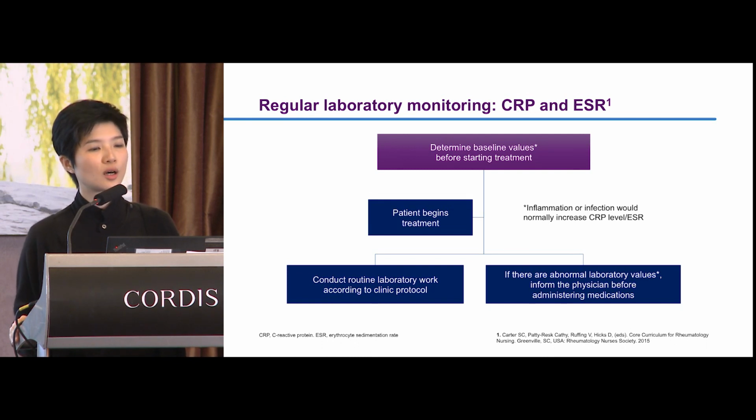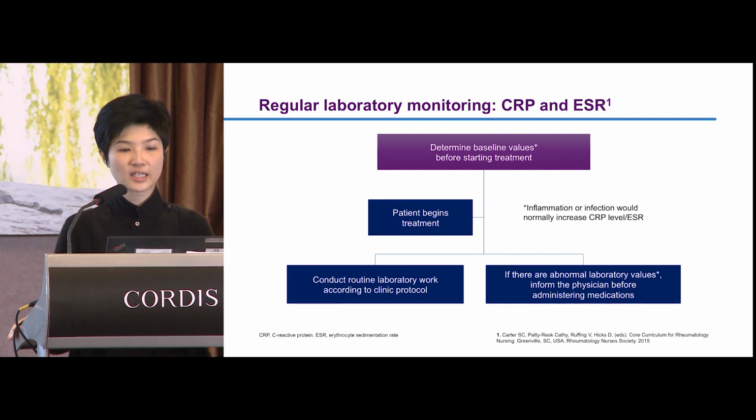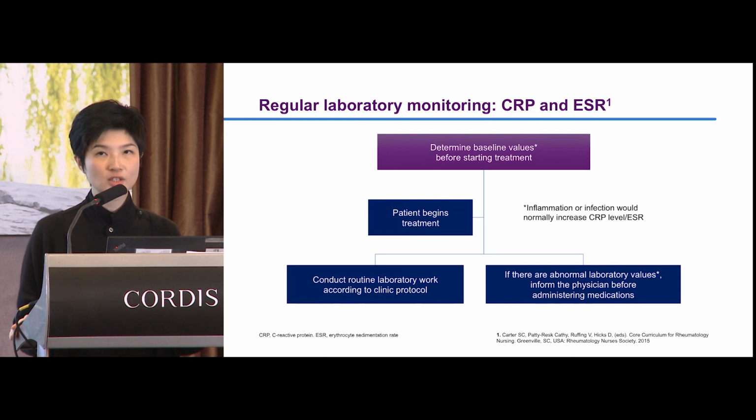So how do we regularly monitor ESR and CRP? For every case, we take baseline values before starting the treatment, but we have to be alert that inflammation or infections would normally increase CRP and ESR levels. Then after checking the baseline, we start the treatment for patients, and we conduct routine lab tests according to clinical protocols. If there are abnormal results, we should inform the physician before administering medication.